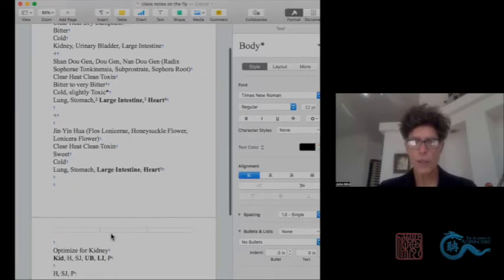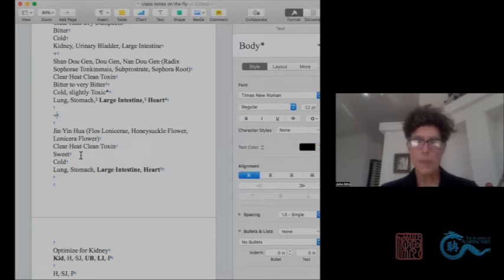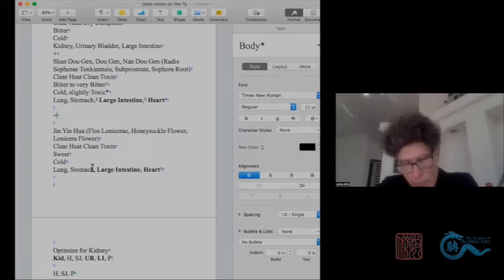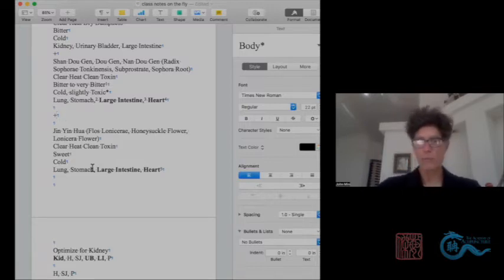So Jinyinhua and Shandougen are super similar, but Shandougen is much more bitter, whereas Jinyinhua is sweet, so it's generating more fluids, but they're both cold. Also, Shandougen is slightly toxic. Because it's slightly toxic, it's using toxin to fight toxin. So you're going to use it for a more serious level of clearing heat and clearing toxin than you would with Jinyinhua. Jinyinhua would be for some irritating heat that could use some fluid generation, whereas Shandougen is for more toxic heat that you have to really go to town and kick out, okay? Makes sense.